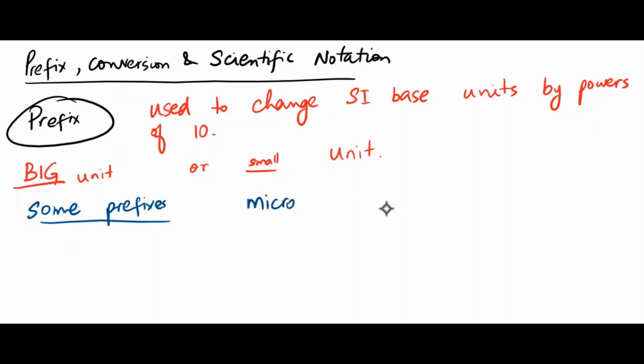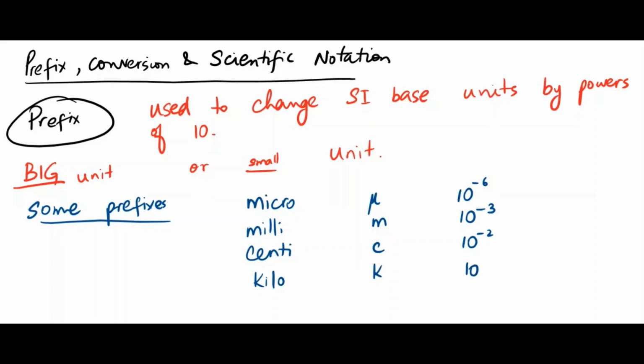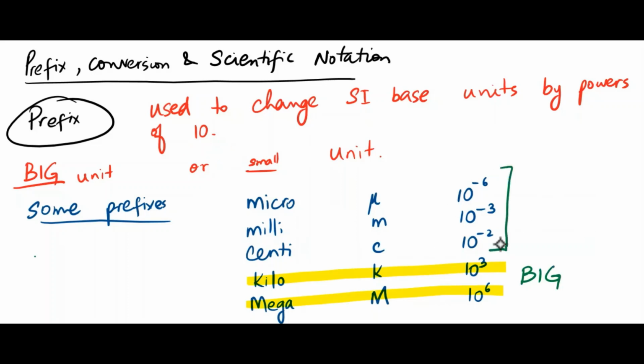Some of the prefixes that we'll be using in this class are micro, 10 to the power negative 6, milli, 10 to the power negative 3, centi, 10 to the power negative 2, and some other units that are bigger are kilo, 10 to the power 3, and mega, which is 10 to the power positive 6. Now, if you look at this chart, there are two big prefixes and there are three small prefixes.